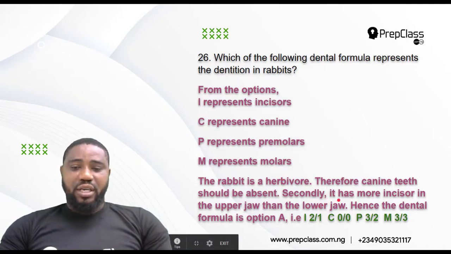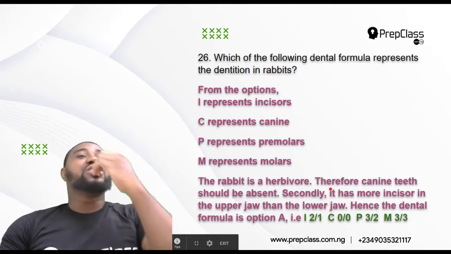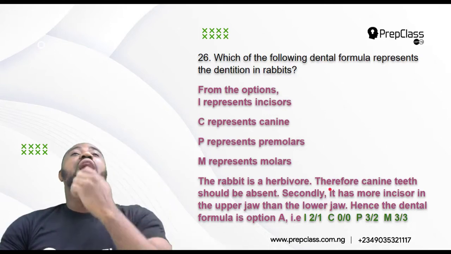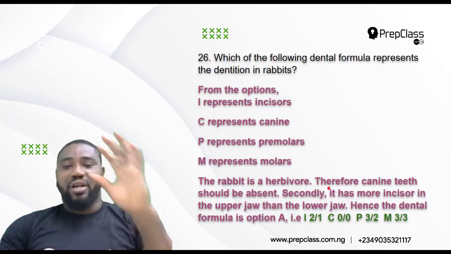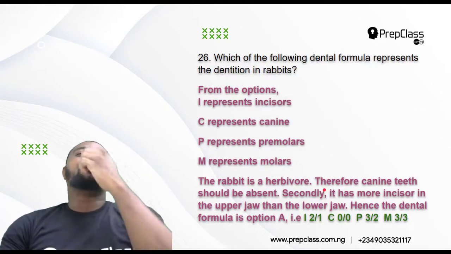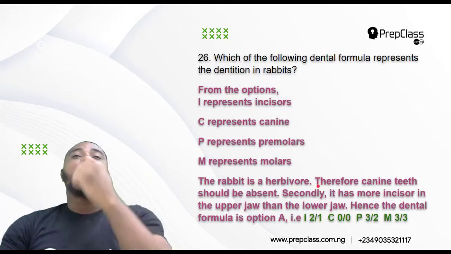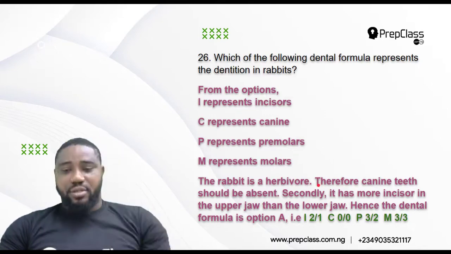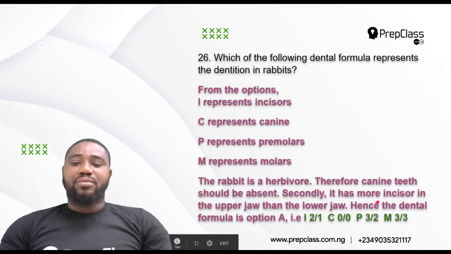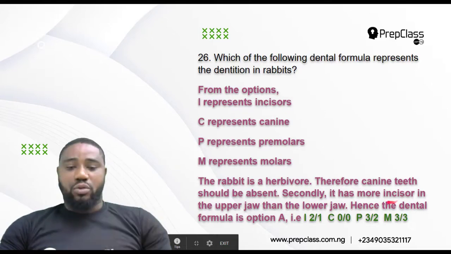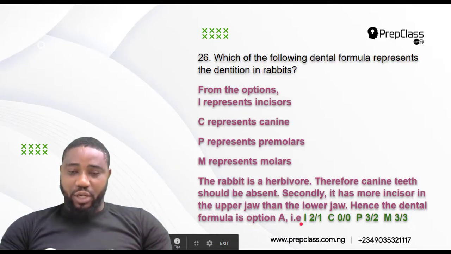Now, secondly, it has more incisors in the upper jaw than the lower jaw. If you look at the rabbit's mouth, you see 2 pointed teeth up and 1 small one below that is used for chopping grasses. Those are the incisors. So it has more incisors, 2 over 1, in the upper jaw than the lower jaw. Hence, the dental formula is option A.